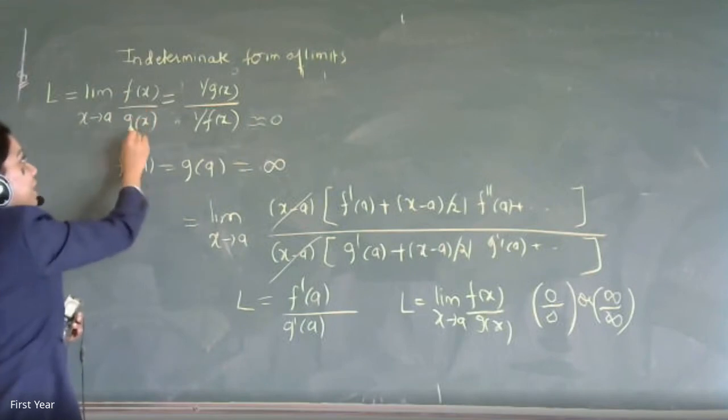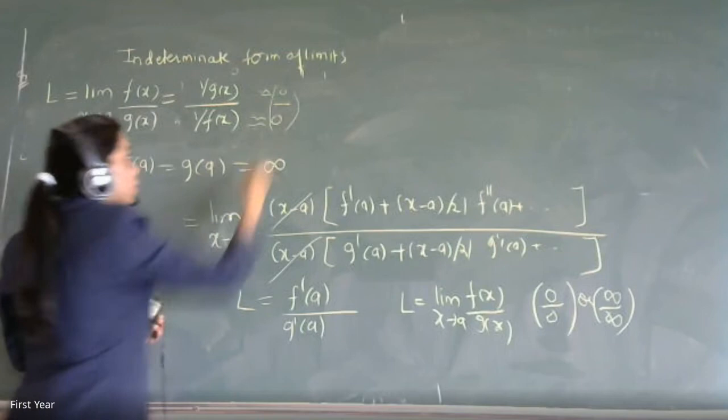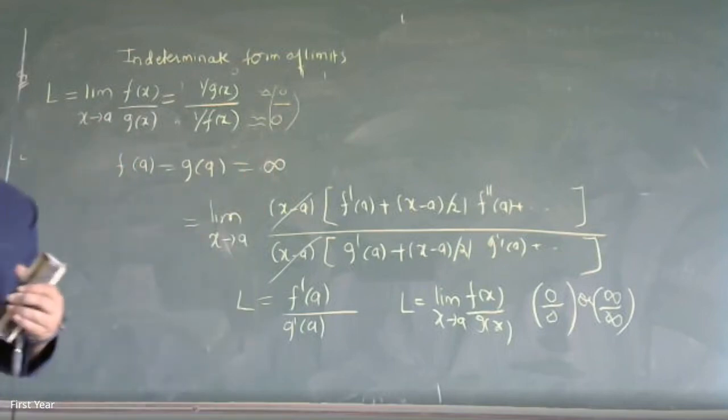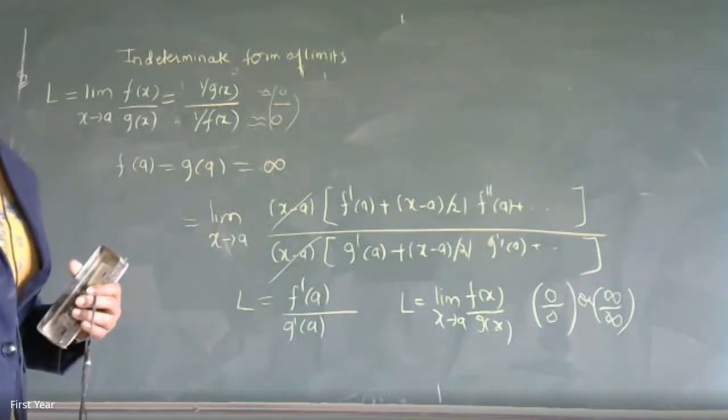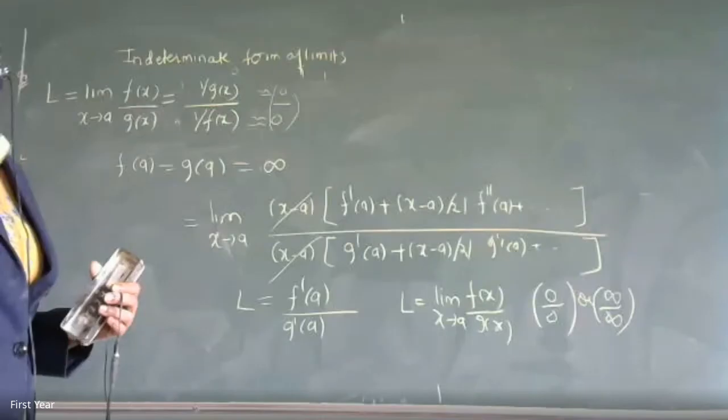और g of x infinity, तो 1 by g of x क्या हुआ? 0. So it becomes 0 by 0 form, and therefore again I can apply the L'Hospital rule directly. Is this okay? Yes, ma'am. Good, so you understand it.